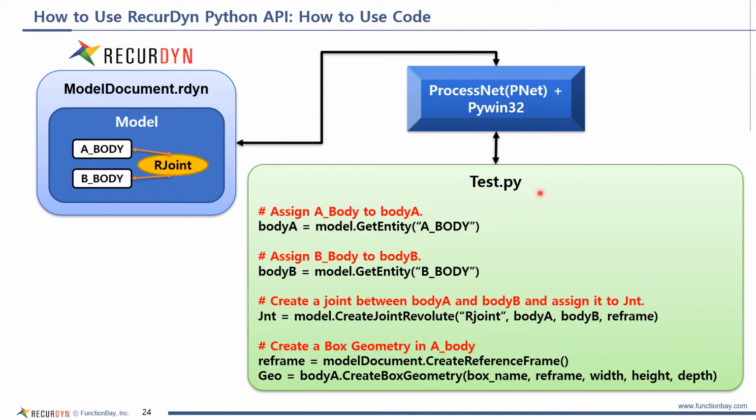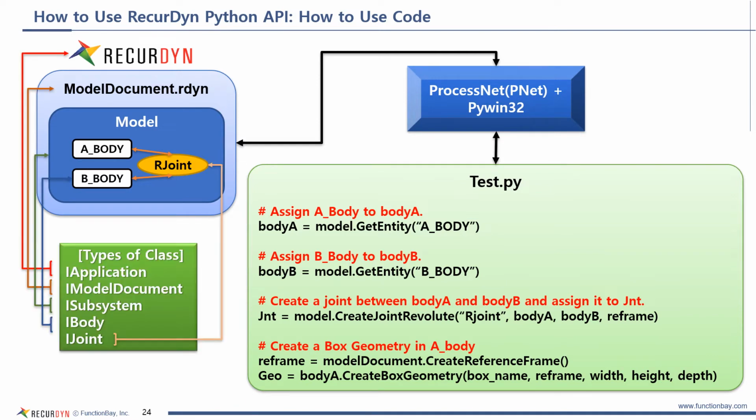This is an example of a Python code. This code is about the process of assigning body classes and creating a joint in the RecurDyn database using Python. Assigning a body from the model means getting only the reference address of the body, not the entire memory data of the body. The creation, modification, and deletion can be performed through various ProcessNet functions.